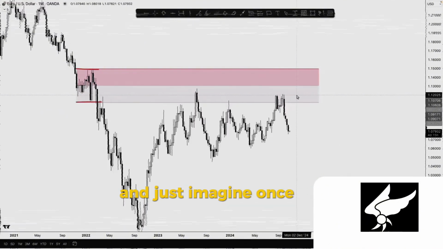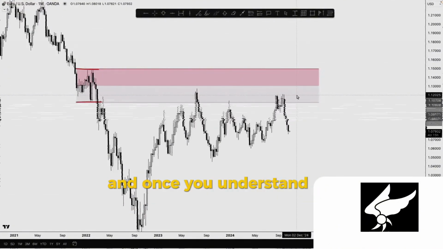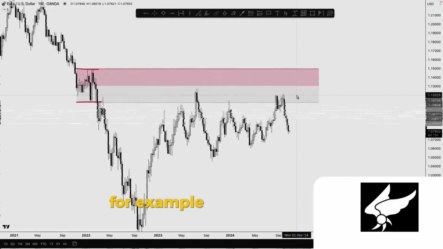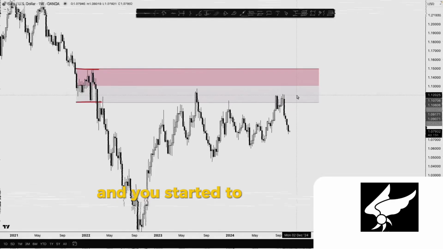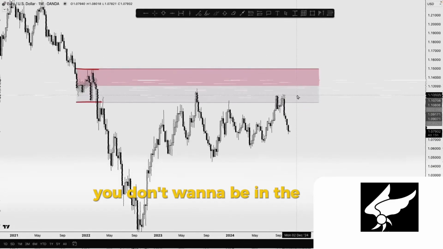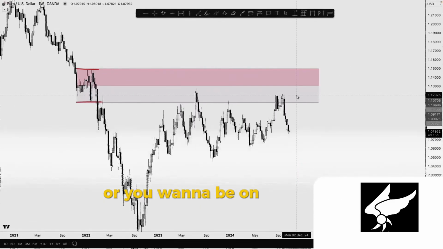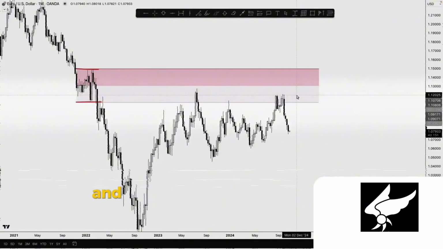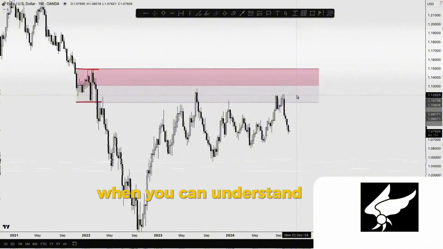And just imagine, once you understand this concept, and once you understand the concepts in trading missing pieces, you're going to have them for life. For example, if you day traded and you started to make a lot of money from day trading, what about if you made a lot of money and now you want to scale back a little bit? You don't want to be in the charts every single day, or you want to be on the charts 3 days a week, and you want to just execute maybe 1 or 2 positions a month and just allow your profits to just run. Now, you're going to have that fundamental skill when you can understand these concepts.